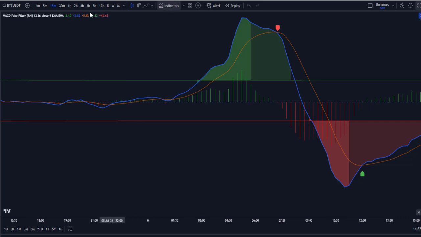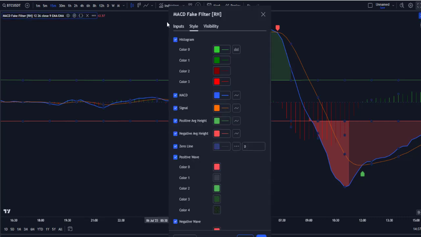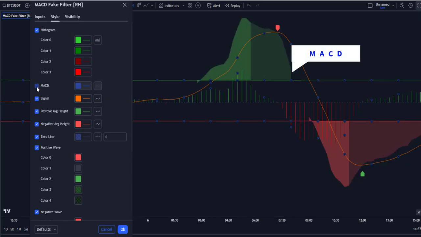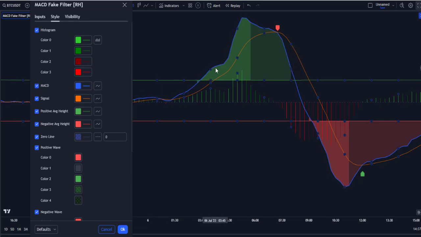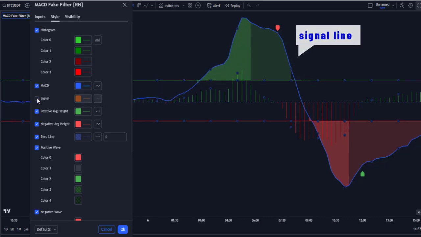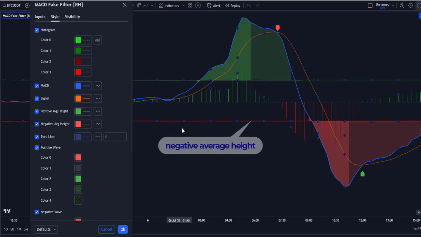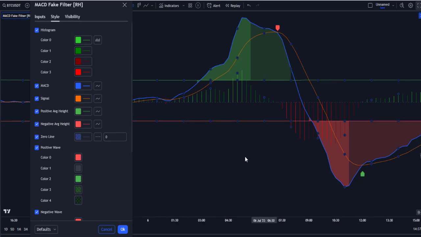On the style setting, you can see the histogram, which is used to measure the volatility in the market. When this histogram is green in color, it is the positive histogram, and when it is red in color, it is called the negative histogram. Following it is the MACD line, which is the blue line. This one is called the signal line. And the green line above the green histogram is called the positive average height, while the red line below the red histogram is called the negative average height, and the dotted line between the two histograms is called the zero line.